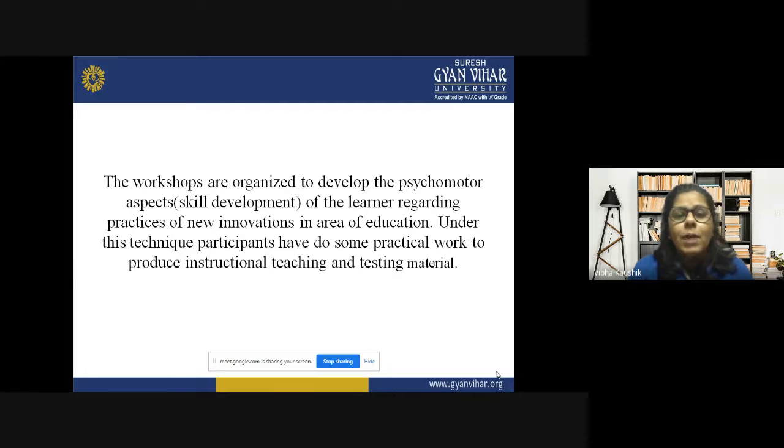Under this technique, participants have to do some practical work. This means when a teacher has organized a workshop, the participants, meaning the students who are participating in that particular workshop, have to do some practical work. They have to conduct practical work so that they can produce instructional, teaching and testing materials.